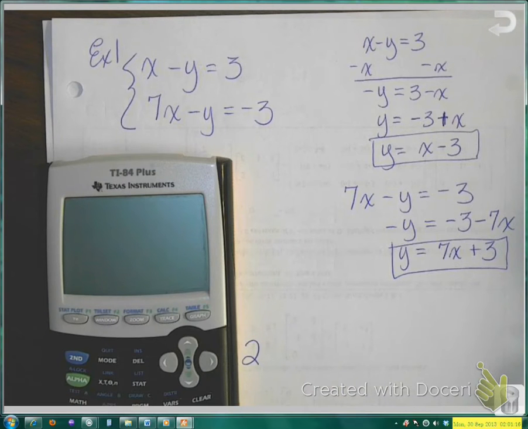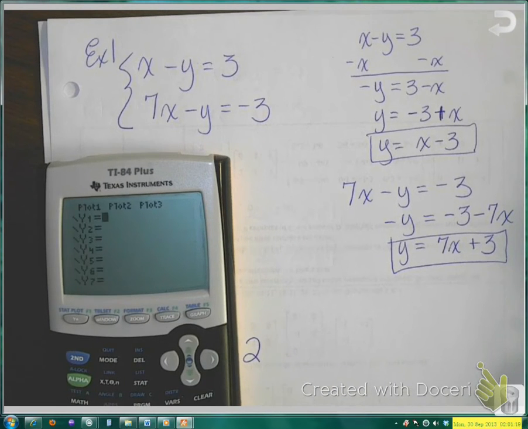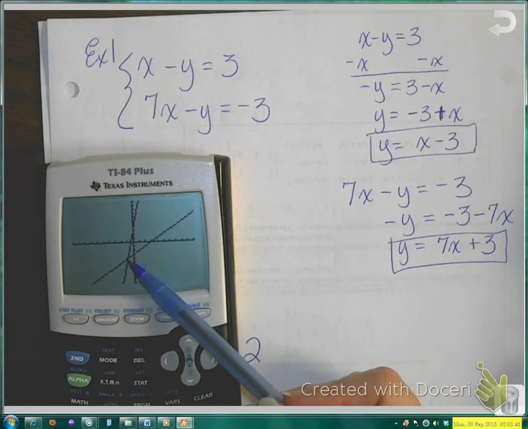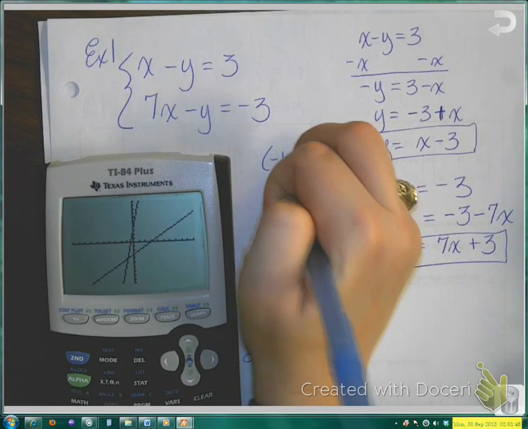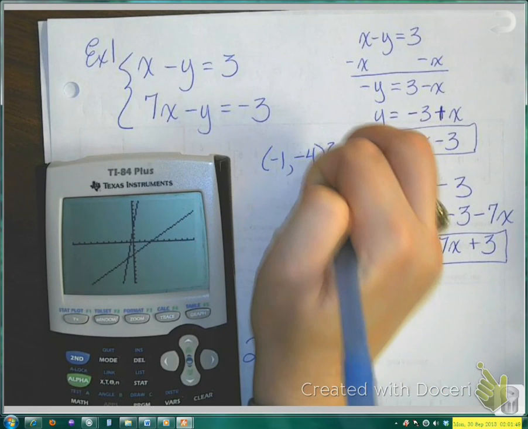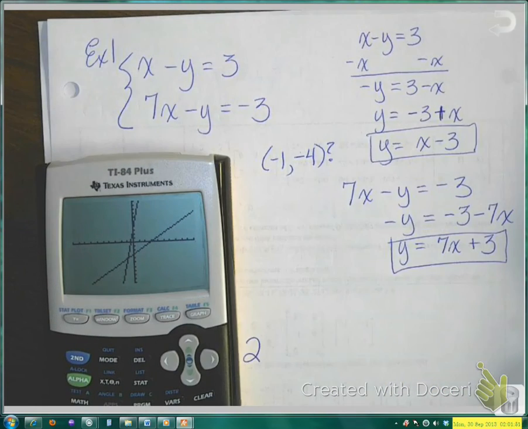So I'm going to turn on my calculator and go to y equals. And let's plug in each one of these. So I have x minus 3. And then on the second equation, it's 7x plus 3. And we're going to go over to our graph. Now we might have to zoom in or zoom out, but we're going to wait until it graphs nice and pretty. And I can see that this point looks like it's at negative 1 and maybe negative 4. So I'm going to put negative 1, negative 4, and I'm going to put a question mark because I'm not certain based on the graph.